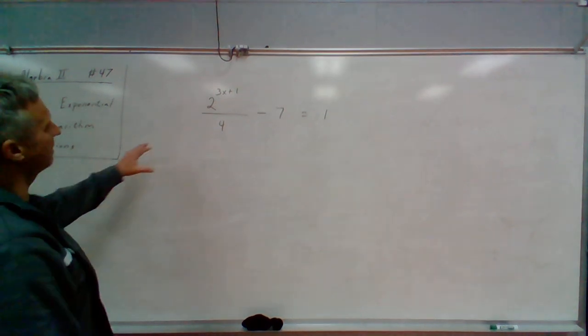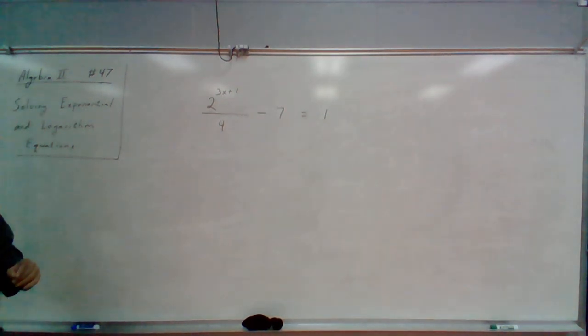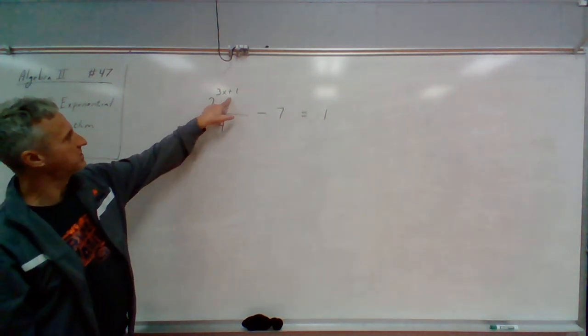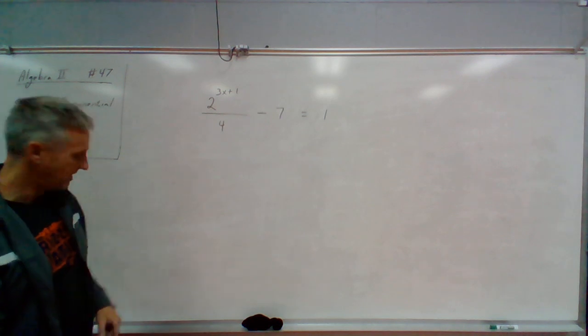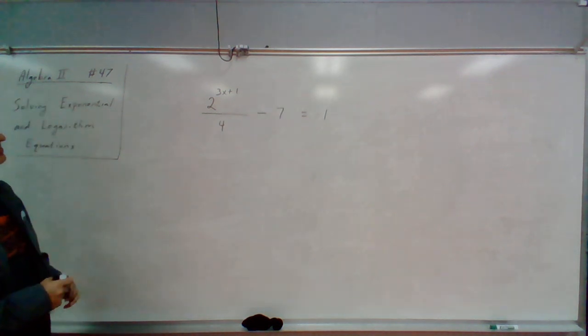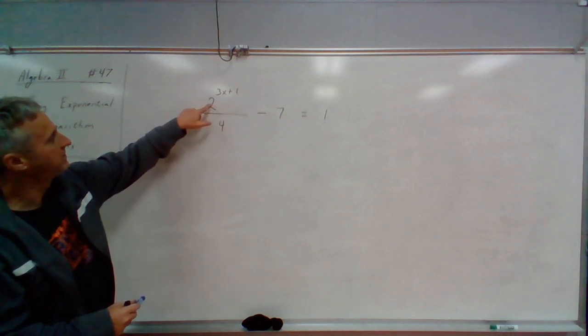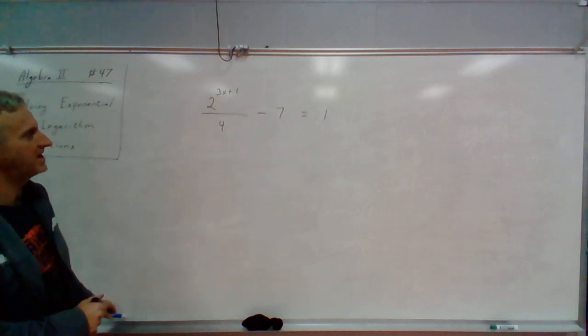All right, let's solve an exponential equation this time. So here I have an exponential equation. My variable is in the exponent. So the same strategy as on the last problem. I'm going to isolate the exponential expression. So I'm going to get 2 raised to the 3x plus 1 by itself.